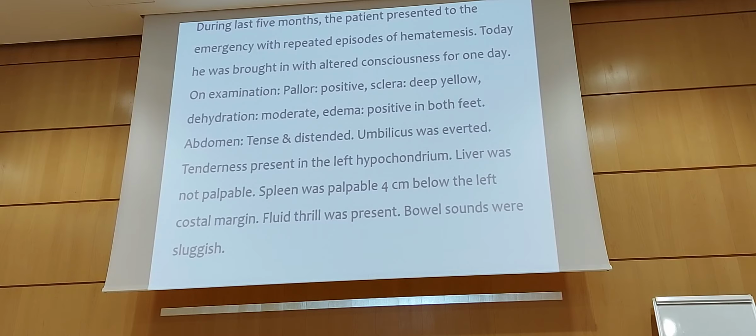Okay. So the liver is not palpable. Why? And why is the spleen palpable? Portal hypertension. How does the portal hypertension go to the spleen? How is it connected? The splenic vein is a tributary of the portal vein. Good.